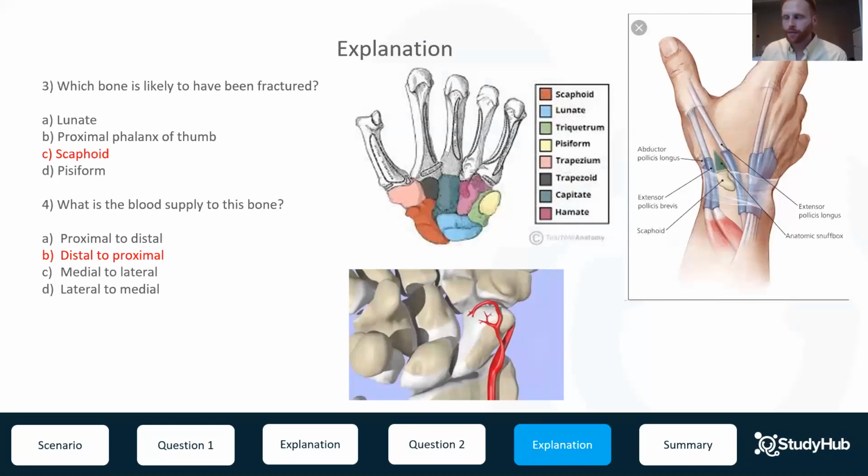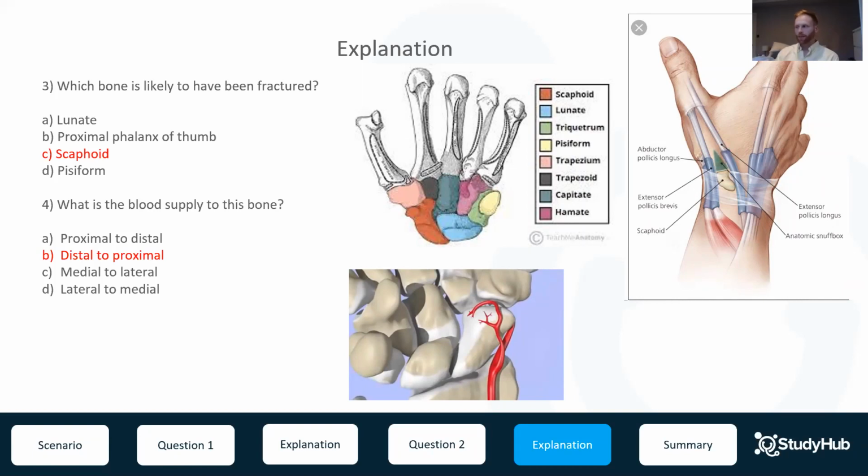Yeah, which bone's likely to have been fractured? So again, anatomy is really important. Identifying injuries based on anatomy is really important in orthopedics. So we're talking about this area in here. I appreciate it's on the opposite hand to the one that I described on the previous slide, but it was just a good picture to illustrate it. This area is called the anatomical snuff box, and palpation over this region that causes pain is common in patients that have suffered a scaphoid fracture.